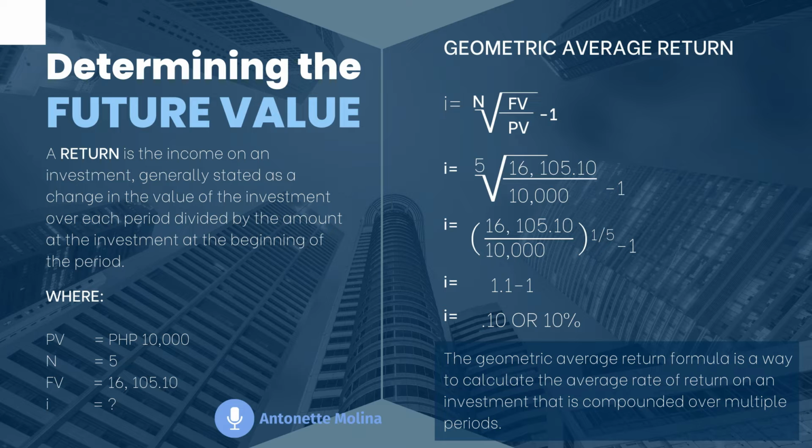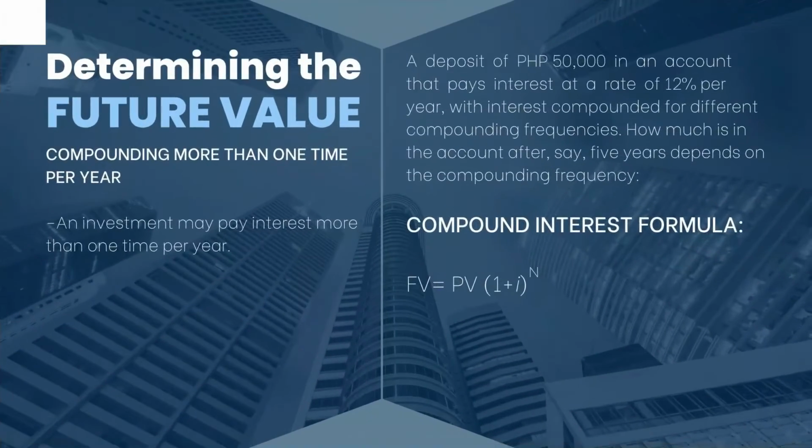For the computation, we will have the fifth root of 16,105.10 over 10,000 minus 1. The next is 16,105.10 over 10,000 raised to 1/5 minus 1. And then 1.1 minus 1 is 0.10 or 10%. So we get the 10%. Therefore, the annual return on the investment, sometimes referred to as the compound average annual return or the true return, is 10% per year. So let's move to another topic, which is compounding more than one time per year.